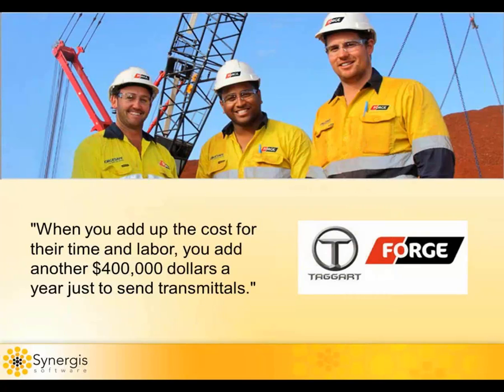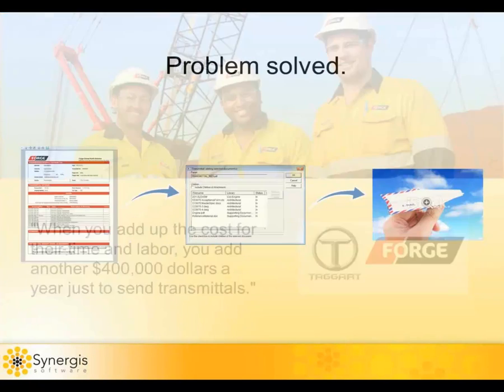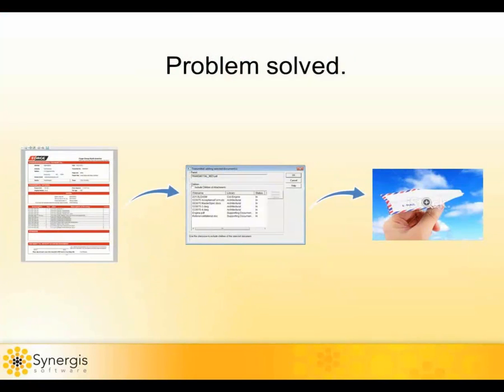When all the factors were tallied together, this process, according to Taggart, amounted to over $400,000 a year on just generating transmittals. So you can see why this was a challenge that they really needed and wanted to solve. So let's take a look at the new process using Adept, and then we'll show you this in the live Adept software.